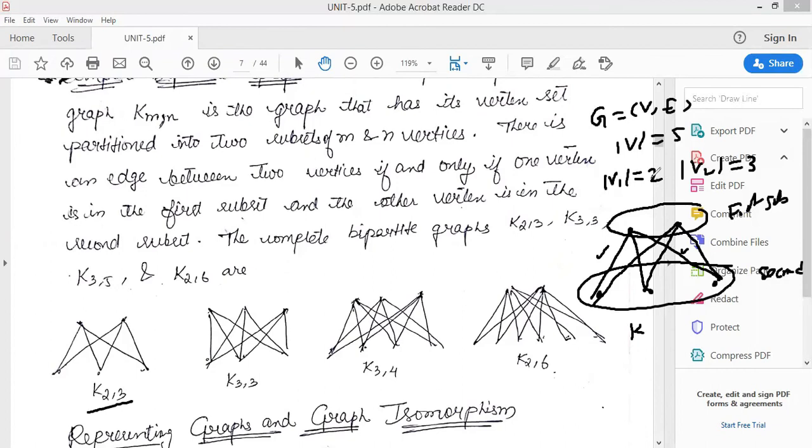First subset, how many vertices? 2. So K2,3. That is only an example. Now, if you draw an edge between two vertices here, then it is not a complete bipartite graph. Why? Because there is an edge between two vertices that are in the same set. So if you draw an edge like this, it is not a complete bipartite graph. I think you understood what I am saying. So this K2,3 is a complete bipartite graph.